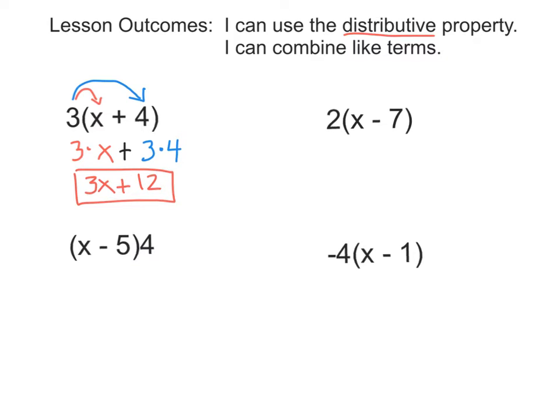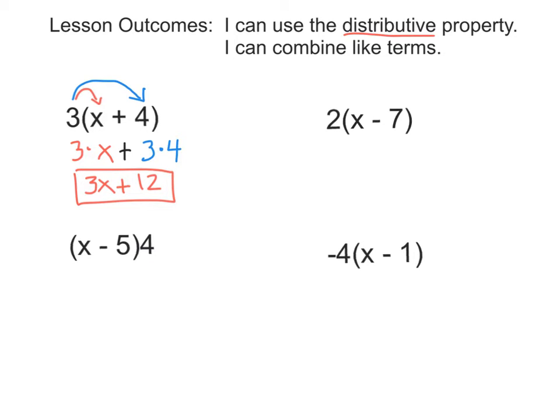Now be careful, because the number one mistake that people make is they distribute the 3 here, so they get 3x, and then they're not taking their time, and they just write plus 4. And again, it is not 4, it needs to be 12. Let's look at a couple of other examples.